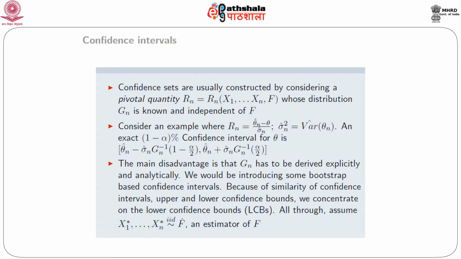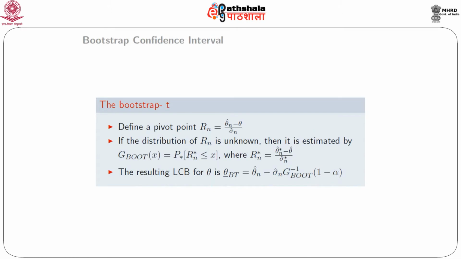Now, let us consider the first type of confidence sets, which is the bootstrap T. Note that because the confidence interval for the upper and the lower limits are similar, we would be illustrating the lower limit only. For the upper limit, the minus sign would be changed to the plus sign. So, we would see what happens when we come to that. Let us go into the bootstrap T confidence intervals.